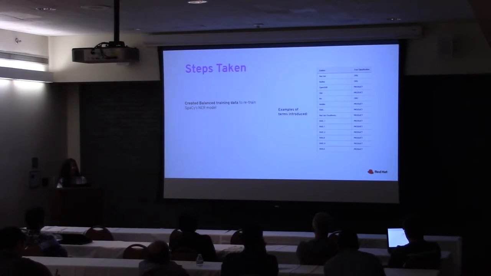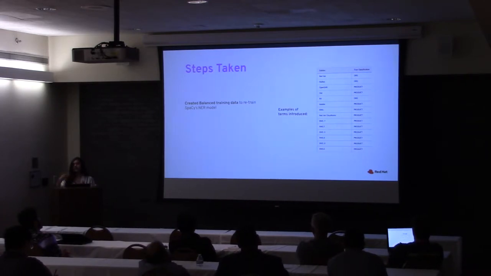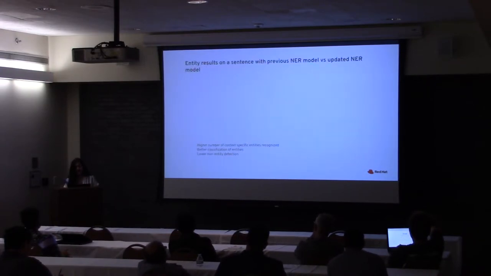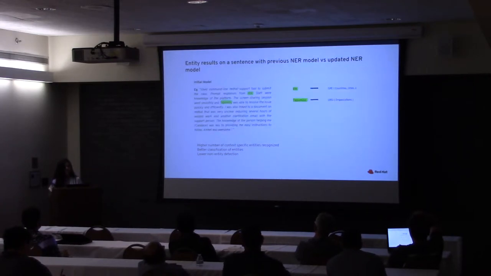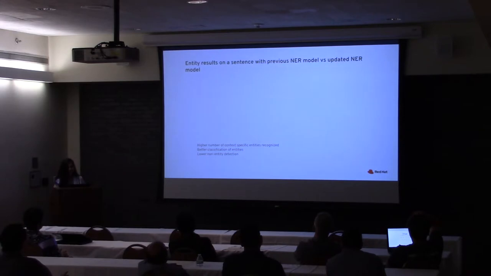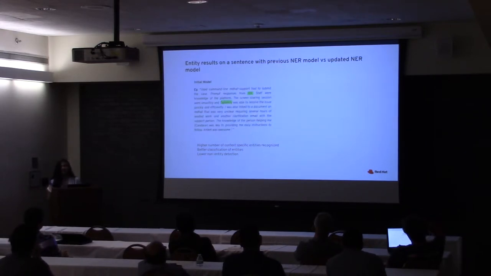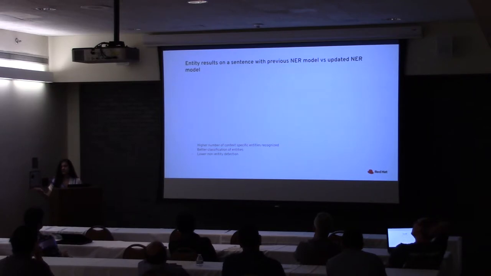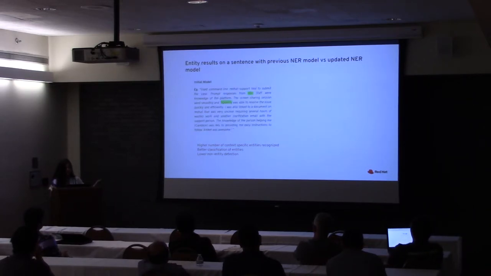So we took some steps to alleviate this issue. We compiled a huge list of Red Hat context-specific terms that we wanted to be identified in our service. And we created a balanced training data set and used that to retrain Spacy's model. And after a lot of passes, after a lot of versions of the training data, we saw some improvements. We saw a higher number of context-specific entities being recognized, which was a great thing. We saw better classification of entities as well, since the training data corrected the classifications, and we saw lower non-entity detection, that is, lower detection of words which are not entities.